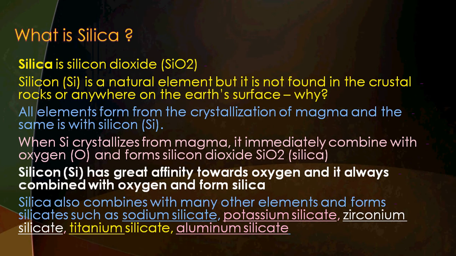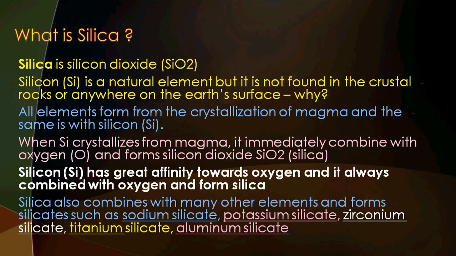What is silica? Silica is silicon dioxide, SiO2. Silicon, Si, is a natural element, but it is not found in nature. It is not found in the crustal rocks or anywhere on the earth's surface. When we say crustal rocks, crust is the outermost layer of the earth.